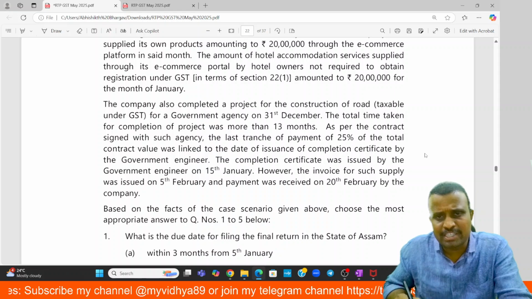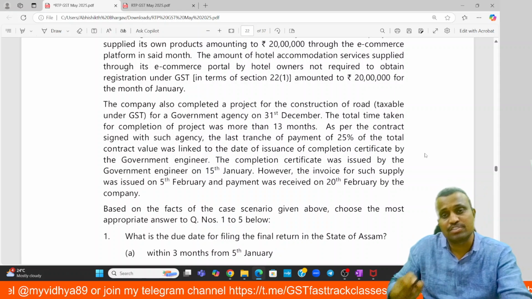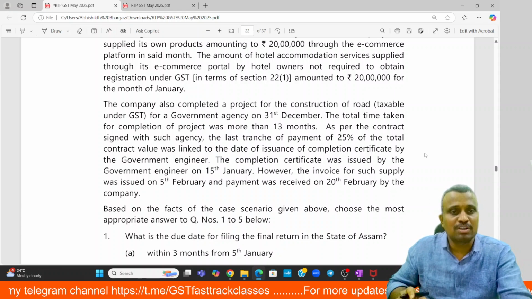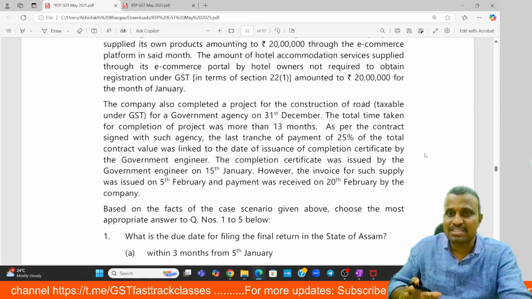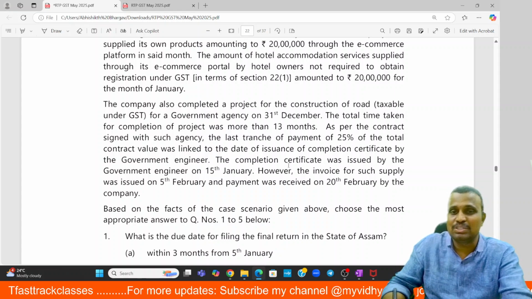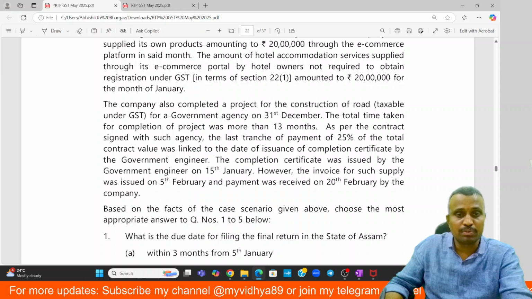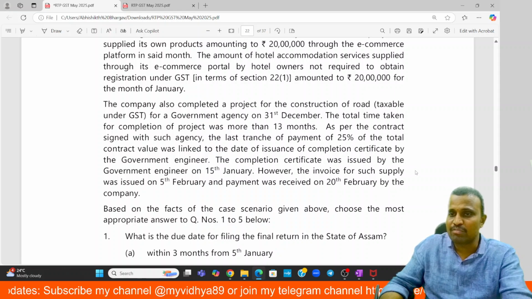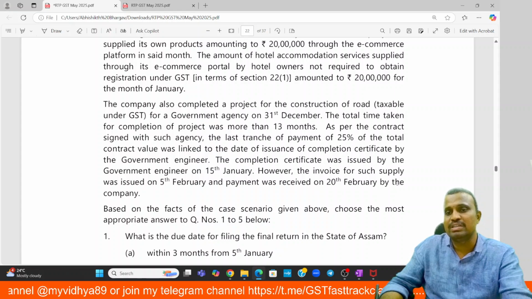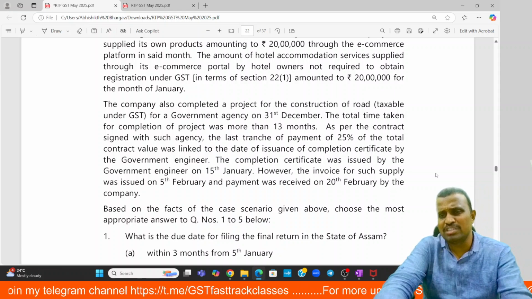The company also completed a project for the construction of a road, taxable under GST, for a government agency on 31st December. The total time taken for completion of the project was more than 13 months. As per the contract signed with such agency, the last payment of 25% of the total contract value was linked to the date of issue of the completion certificate by the government engineer. The completion certificate was issued by the government engineer on 15 January. However, the invoice of the first such supply was issued on 5th February and payment was received on 20th February by the company. So this is the scenario we have, and based on that we have to answer.